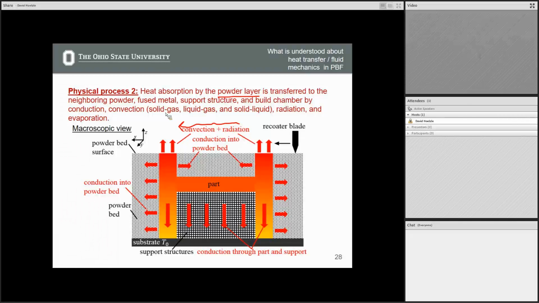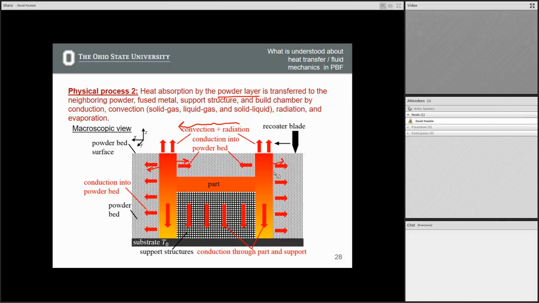All right. Other things to consider is we're going to have, as was just asked, conduction into the powder bed, right? So we have a hot part, assuming it's hotter than the powder beside it. We're going to have heat transferred into the powder. And so this is going to happen essentially everywhere which is in contact with the powder.